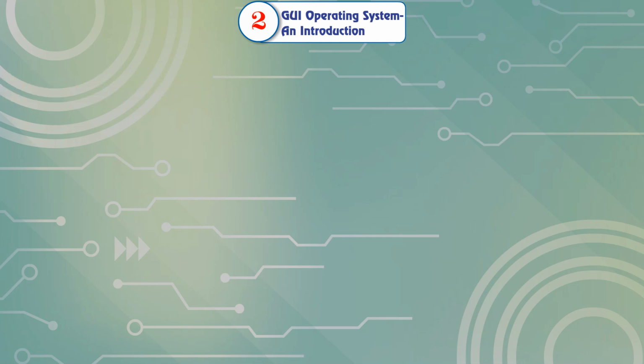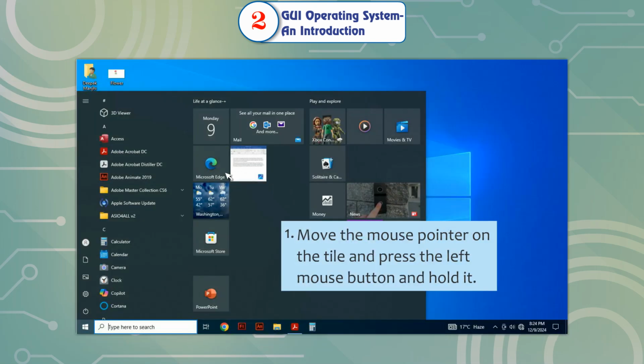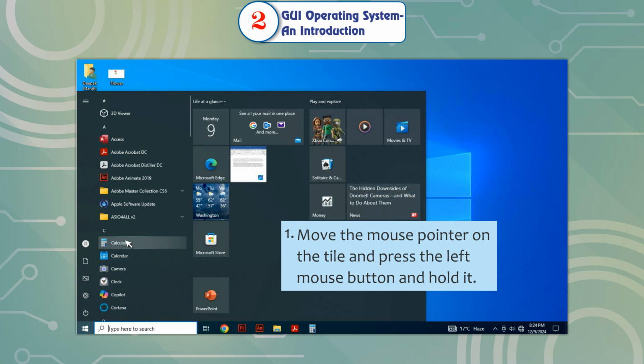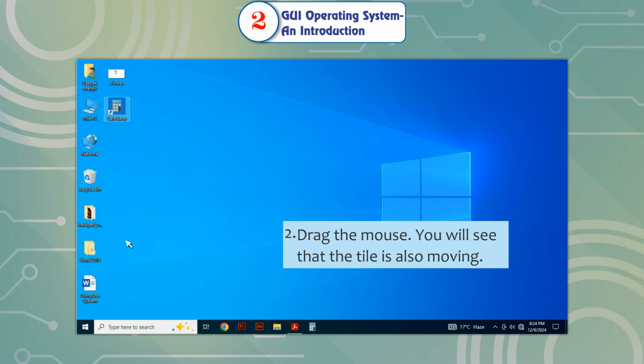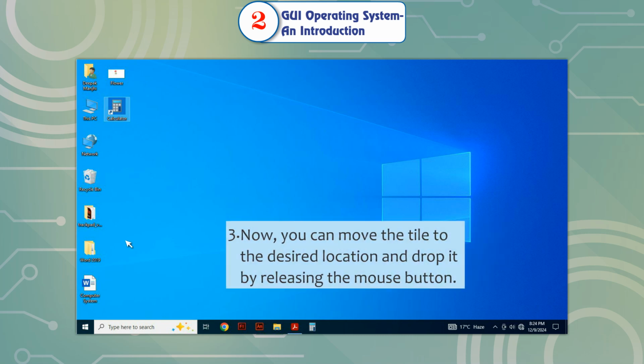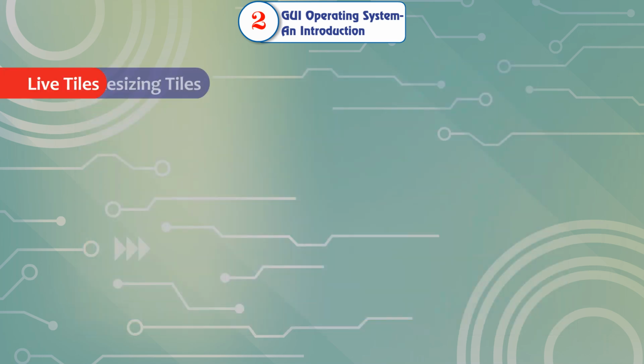Moving tiles. 1. Move the mouse pointer on the tile, press the left mouse button and hold it. 2. Drag the mouse. You will see that the tile is also moving. 3. Now, you can move the tile to the desired location and drop it by releasing the mouse button.